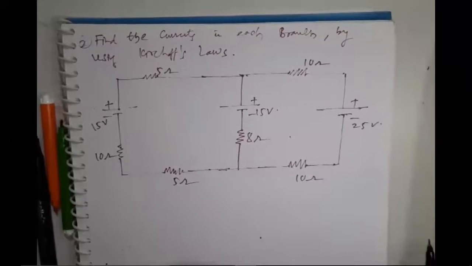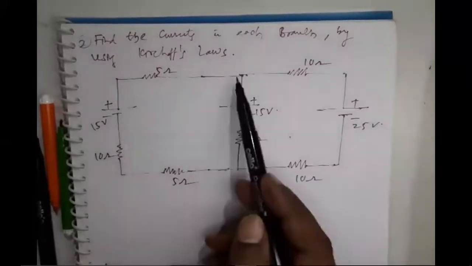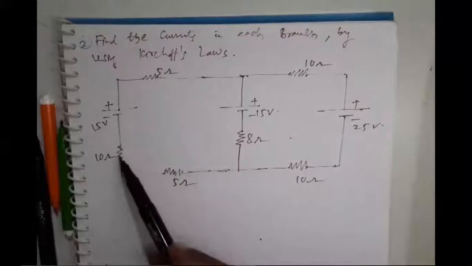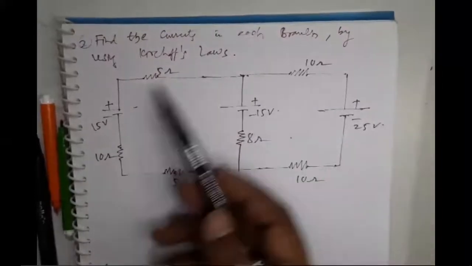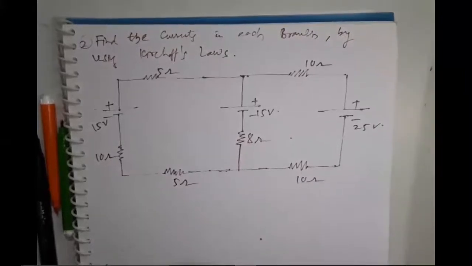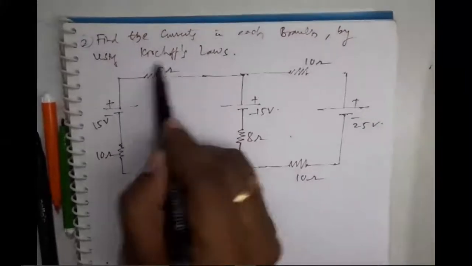Here, how many branches? I can name them 1, 2, 3, 4 branches, but this is a common branch and this is a common branch. So in total he requires 3 currents, using Kirchhoff's laws.